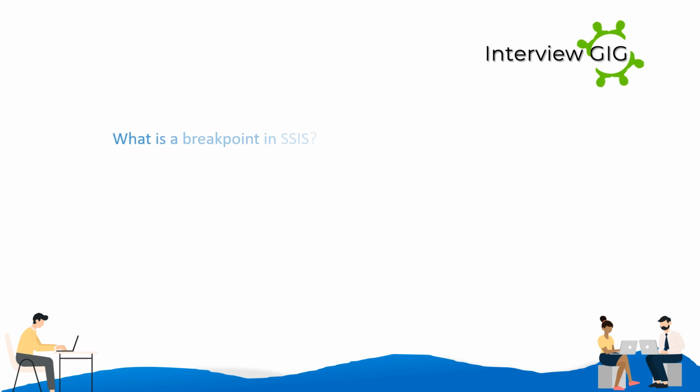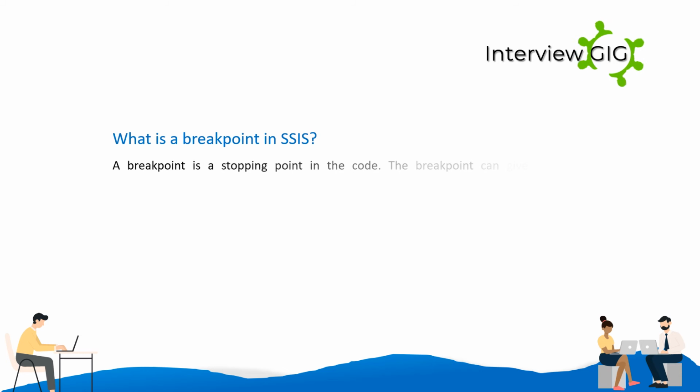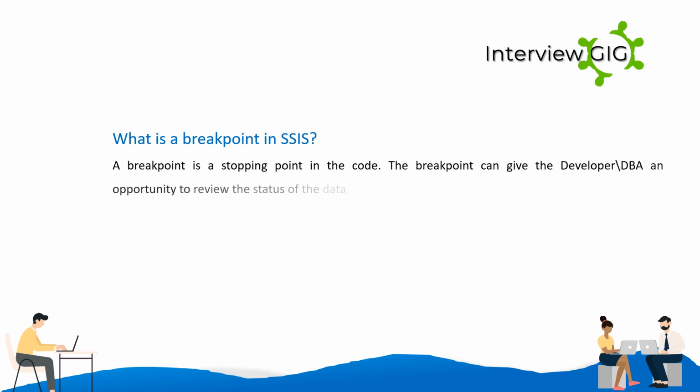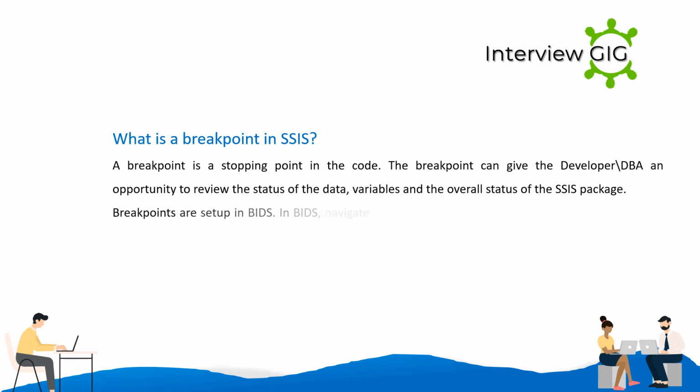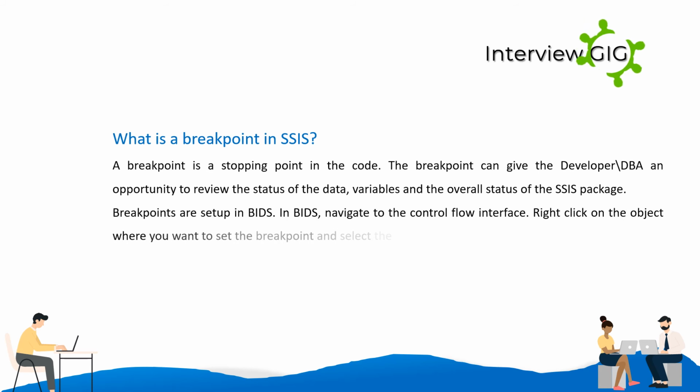What is a breakpoint in SSIS? A breakpoint is a stopping point in the code. The breakpoint can give the developer or DBA an opportunity to review the status of the data, variables and the overall status of the SSIS package. Breakpoints are set up in BIDS. In BIDS, navigate to the control flow interface. Right-click on the object where you want to set the breakpoint and select the Edit Breakpoints option.